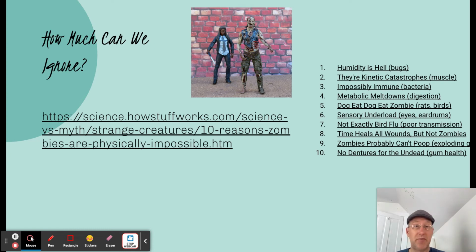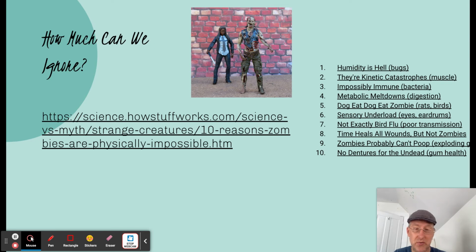Humidity is hell. Basically, the bugs will eat them. Kinetic catastrophes: their muscles and organ systems do not function. They are impossibly immune. Bacteria normally will eat a human body in 3 to 5 days. Metabolic meltdowns: normally they have digestion. How do they energize these muscles of theirs? They don't have a digestive system that works very effectively.